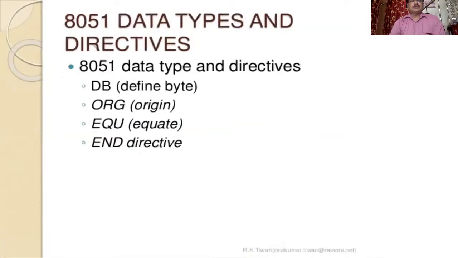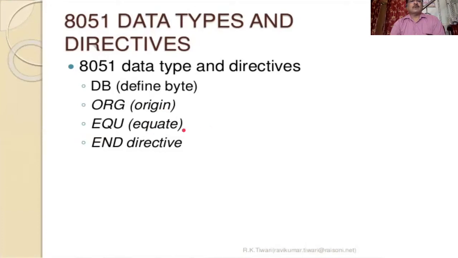Then we have to use different assembler directives. What is a directive? These are directions to the assembler. In the 8051, mainly DB, the defined byte, is used for defining a variable. If it is word type, then DW. Then ORG, the origin, is used at the beginning to indicate the start of the program. Then EQU, equate, is used for defining a constant, let us say the value of pi, 3.14.